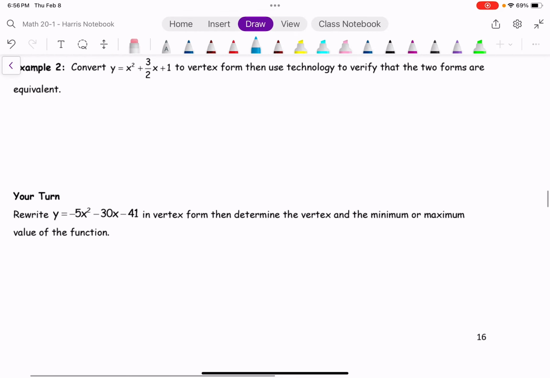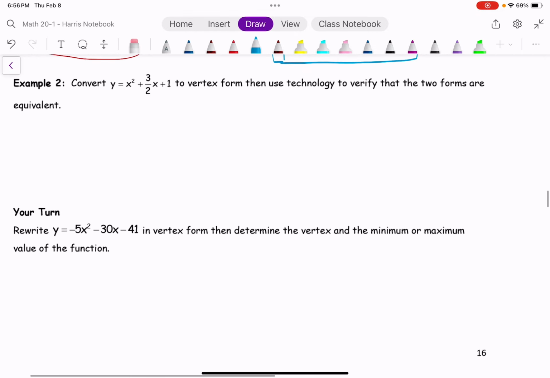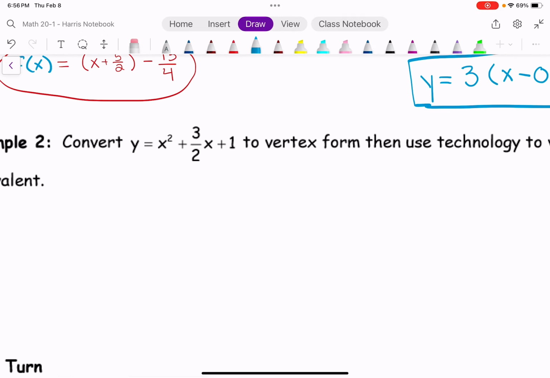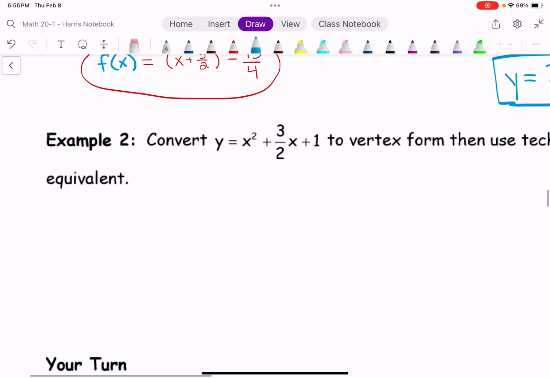So here, let's do another example. Convert y is equal to x squared plus 3 over 2x plus 1 into vertex form, then use technology to verify that the two forms are equivalent. Okay, so I'm going to write y is equal to, there's no leading coefficient, so I'm going to have x squared plus 3 over 2x, leave a space, close the bracket, add 1.